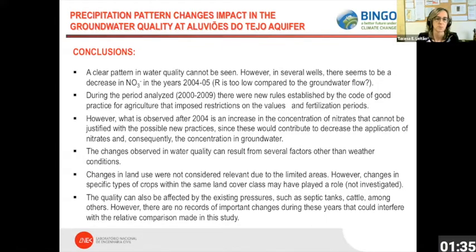So we also know that the changes observed can result from several other factors than weather conditions. We have taken a look at changes in the land use. There were no significant changes in the areas that are agriculture, but we did not take a look at the type of crops that might have changed.